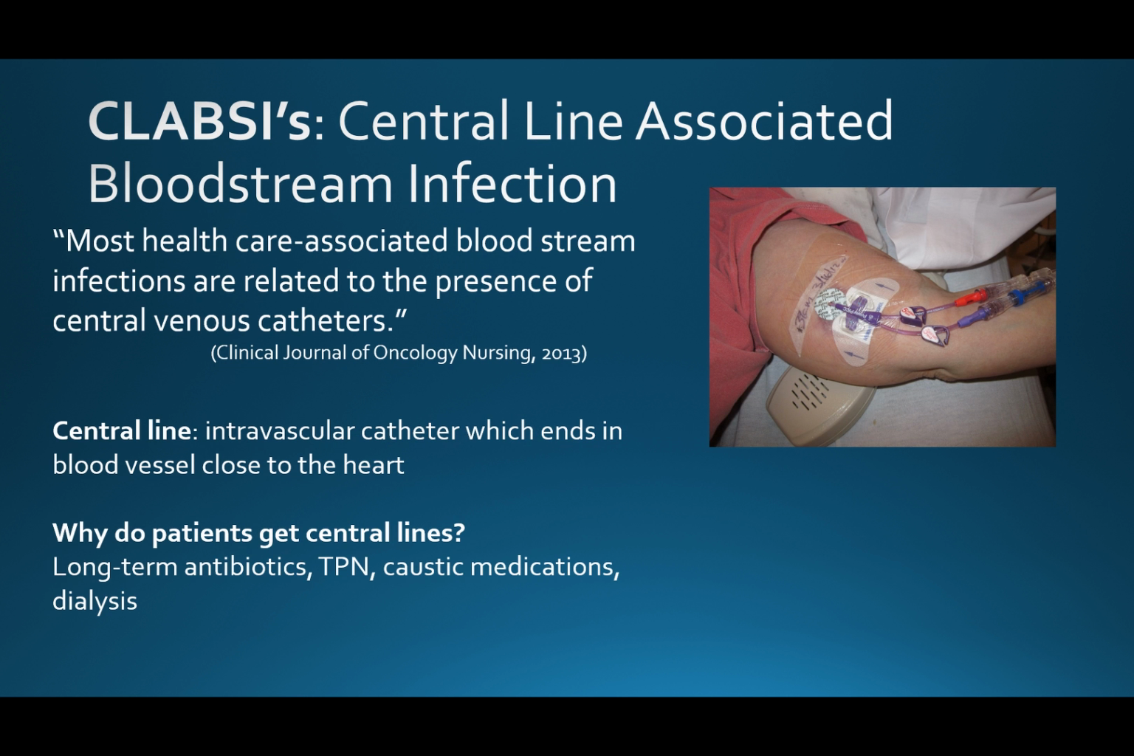The last type of infection we're going to talk about are CLABSIs, which are central line associated bloodstream infections. Again, according to the Clinical Journal of Oncology Nursing, most healthcare associated bloodstream infections are related to the presence of central venous catheters. These central lines are intravascular catheters which end in a blood vessel very close to the heart. So if bacteria does get into the bloodstream, it circulates very quickly throughout the whole body. Some reasons patients may get central lines are long-term antibiotics, TPN, caustic medications, and also dialysis.